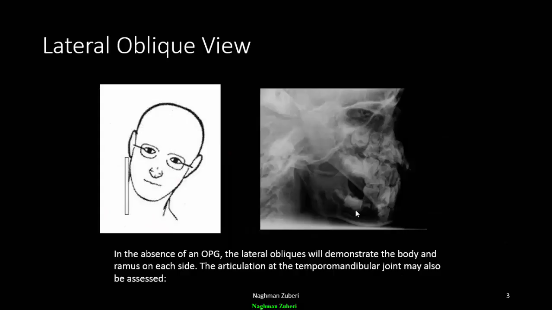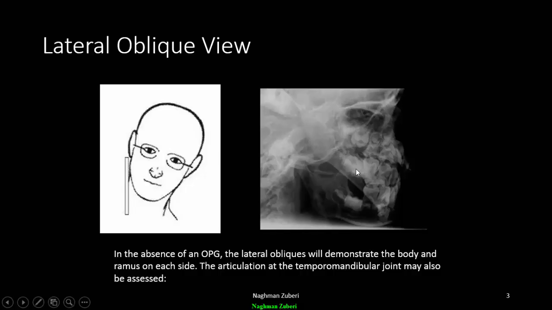This is the lateral oblique view. You can see inferior borders of the mandibles on both sides. You can see both the condyles, both the sigmoid notches, and both the coronoids. You can also see third molar region.